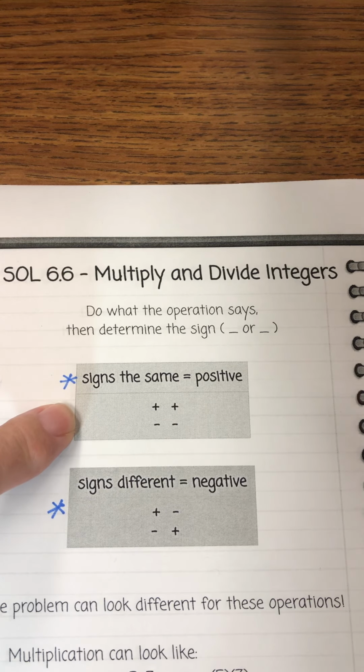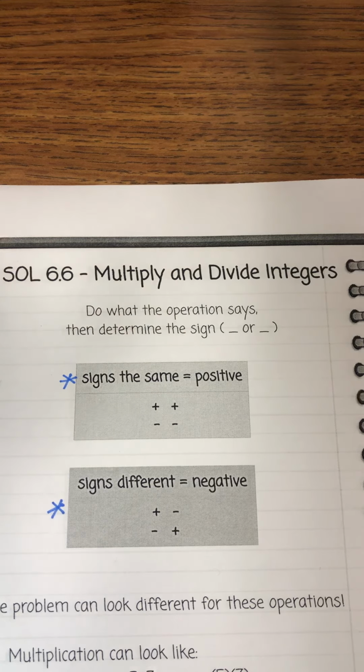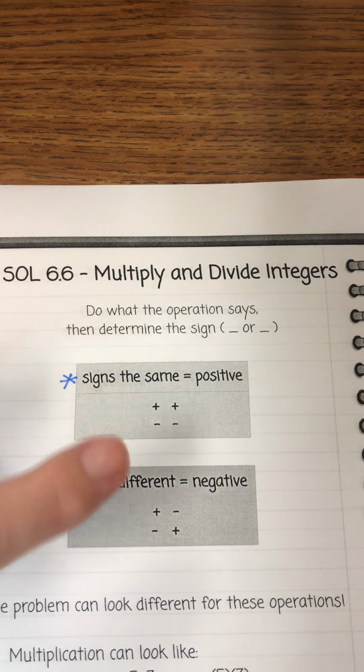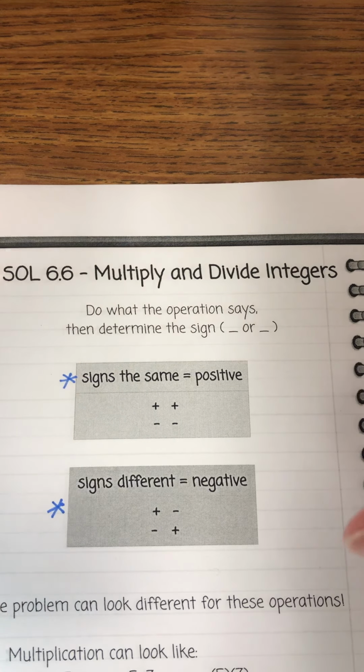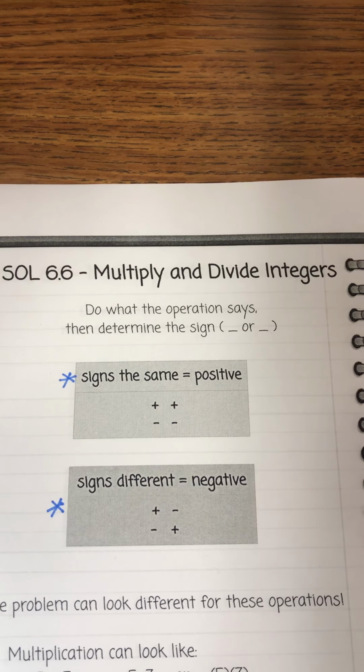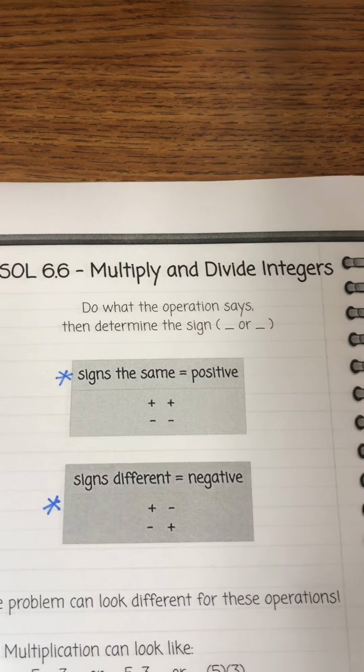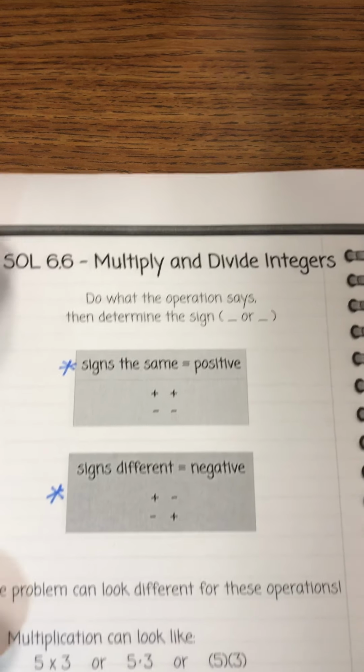The first rule here is that when you have the same sign, meaning two positives or two negatives, the answer is going to be positive. Yes, even if it's two negatives, the answer is still positive. And if you have two different signs, one of them positive and the other negative, the answer has to be negative. So those are the two rules right there in those gray boxes.